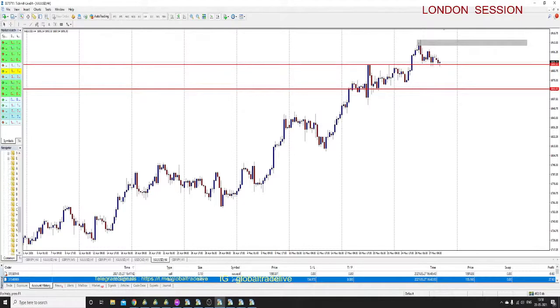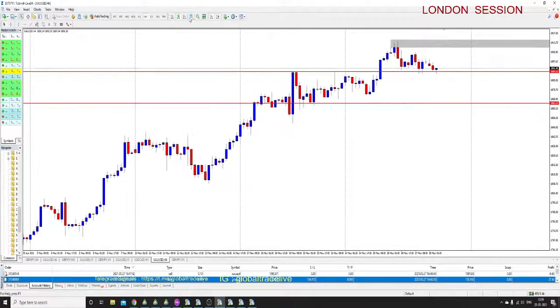Ajaz Khan is asking what time the London session starts. According to Eastern time, it's 4 a.m., and according to Indian time, it's 1:30. Basically, I start trading at 1:30 in London.